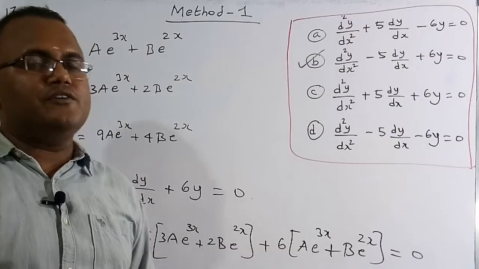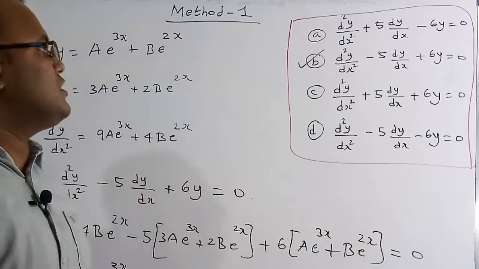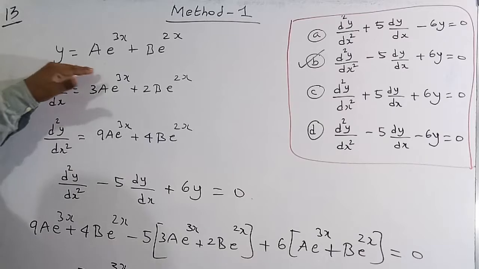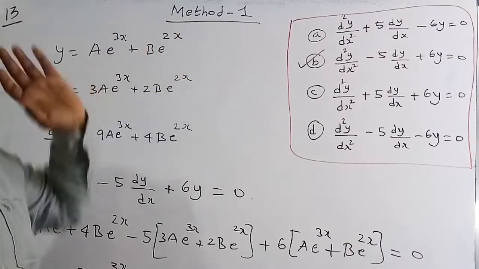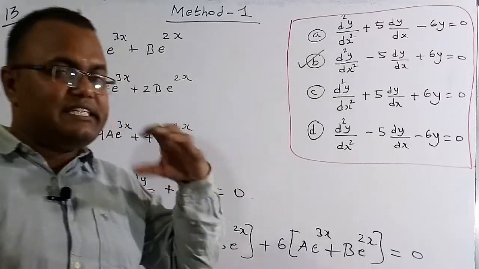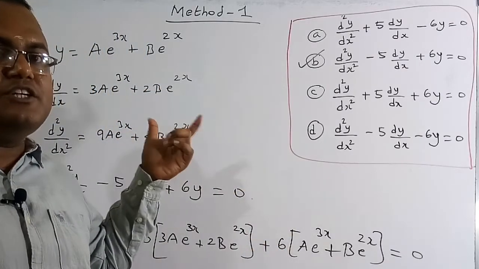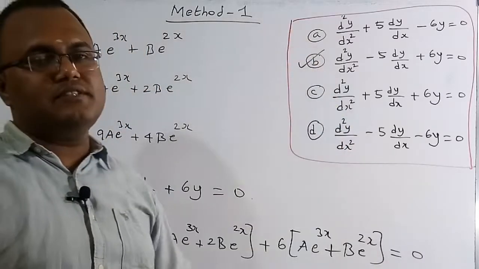Now I am going to solve this question by two methods. Method one is here. This is the equation y is equal to a into e to the power of 3x plus b into e to the power of 2x. Now we have to find what is the differential equation of this equation. These are the four options they have given.